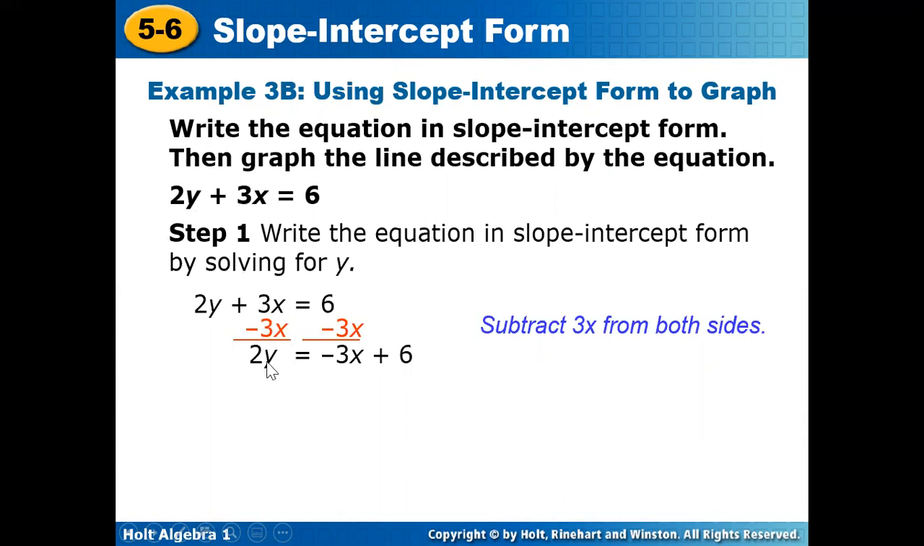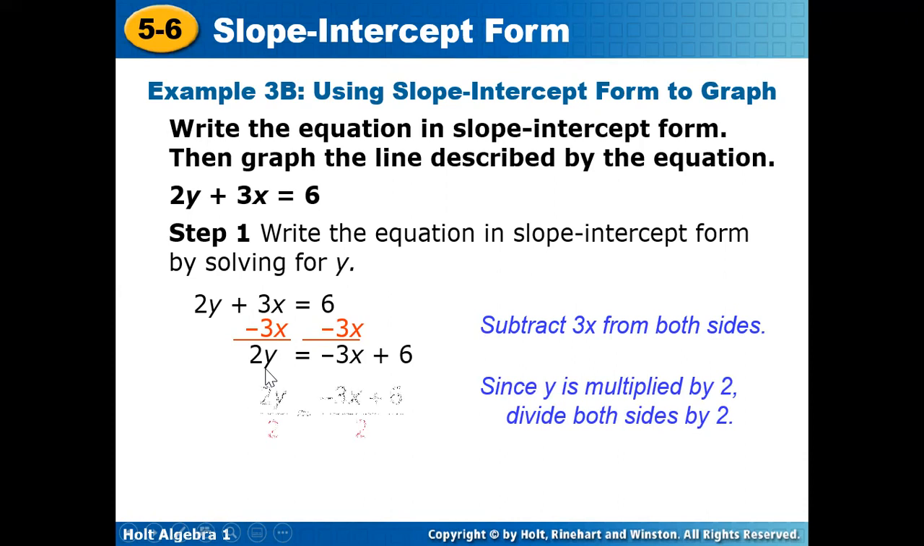So subtract 3x from both sides. 3x minus 3x is 0. It leaves us with 2y. Over here, we get negative 3x plus 6 because this is a positive 6. Still have to get the y by itself, though. So this is a two-step equation, right? Now we're going to divide both sides by 2, because we're multiplying 2 times y. So we need to divide by 2. You do that, these 2's cancel out.